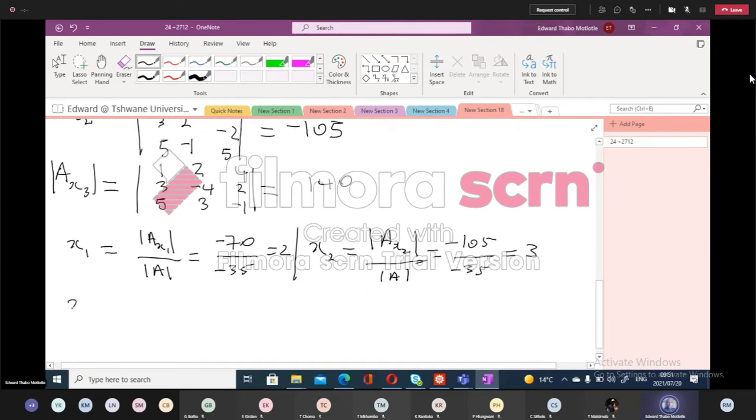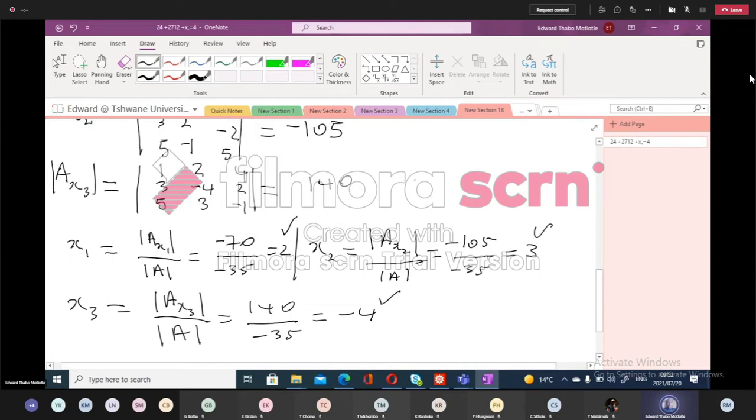Now, x3 is equivalent to the determinant of A x3 over the determinant of A, which is equivalent to 140 divided by minus 35, and this is equal to minus 4. So our solution is 2, 3, and minus 4.